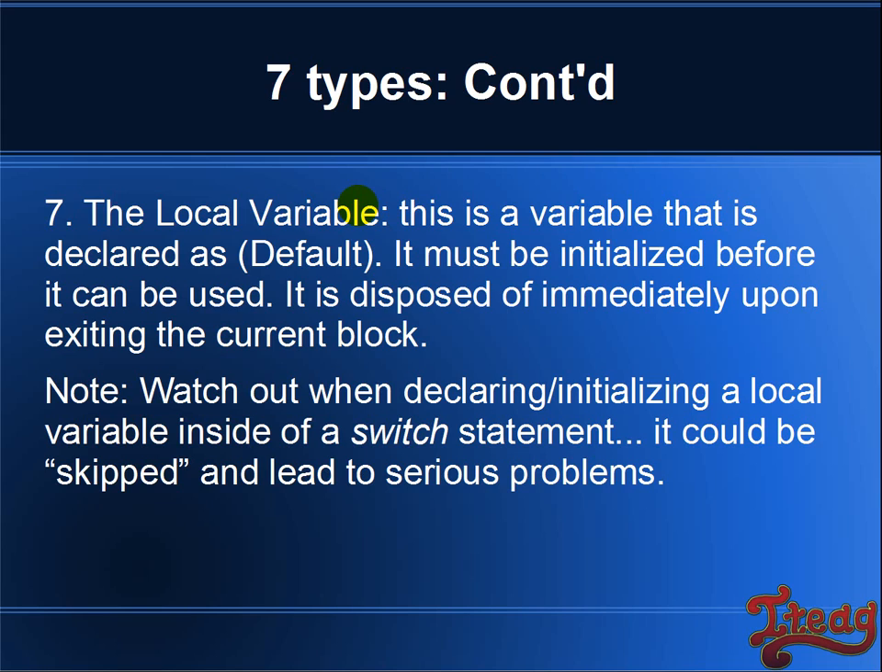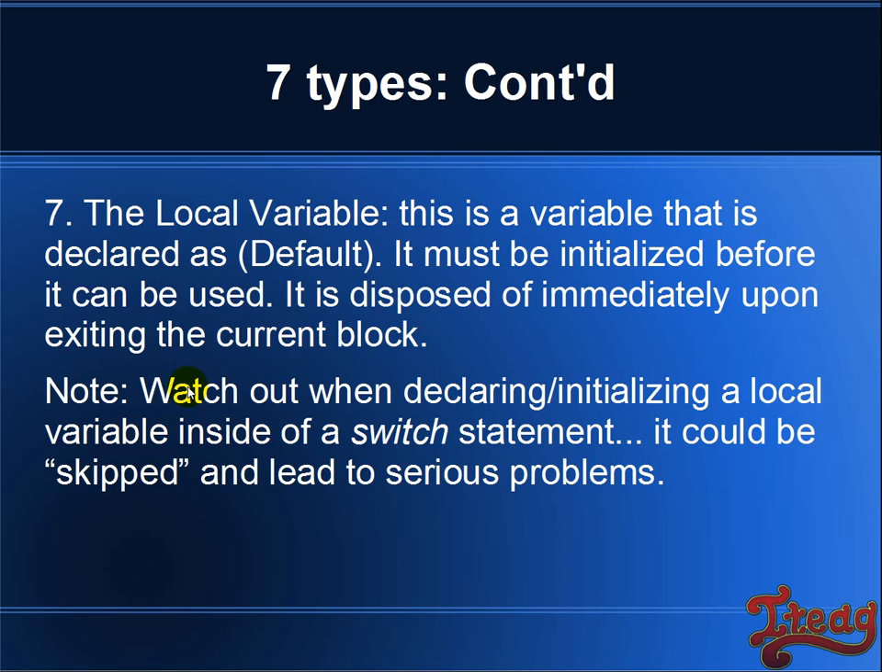Yeah, once the method exits, it disposes of it because it gets popped off the stack with the rest of the stuff. It must be initialized before it can be used. That's one biggie. Because local variables aren't initialized, class variables are initialized, even if only to zeros and nulls and such. But local variables, you've got to initialize them before you can use them. It's disposed of immediately upon exiting the current block of code, off of that stack.